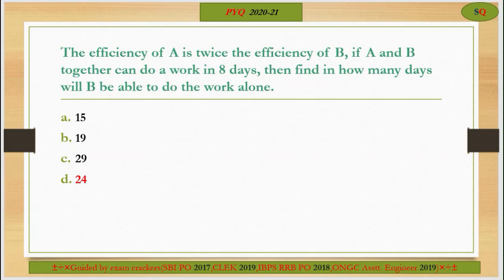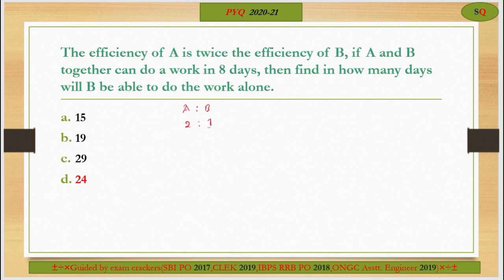If A and B together can do a work in 8 days, then find in how many days B will be able to do the work alone. It is very easy. This question is from time and work. Here it is talking about the efficiency of A and B. Ratio is given, A ratio B. A is twice times B.